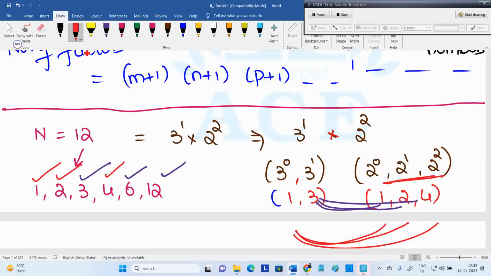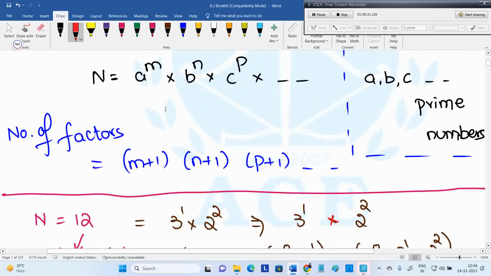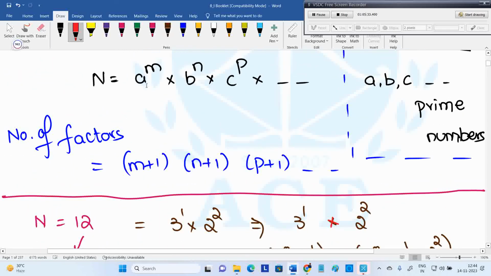That will be covered only when you write internally like this. 3 power 1 means internally 3 power 0, 3 power 1. 2 square means internally 2 power 0, 2 power 1, 2 square. Power 1 means here 2 numbers are there. Power 2 means here 3 numbers are there. That's why we added plus 1. This is the reason. Here a power m means a power 0, a power 1, and so on up to a power m.